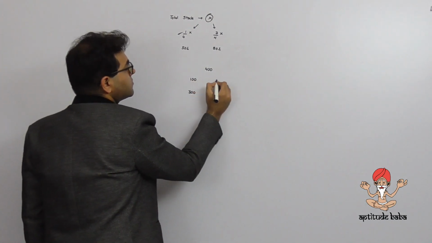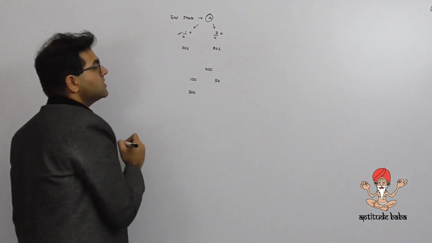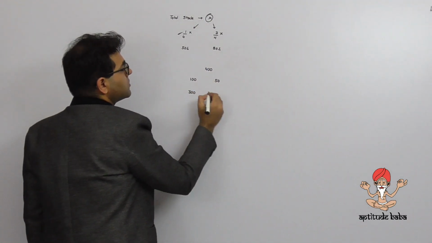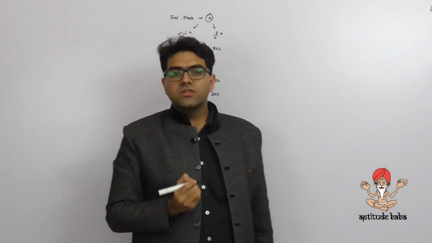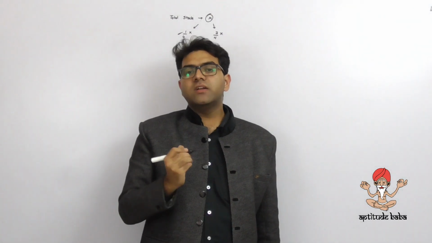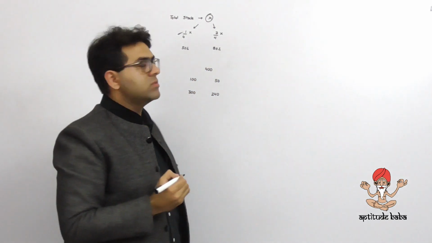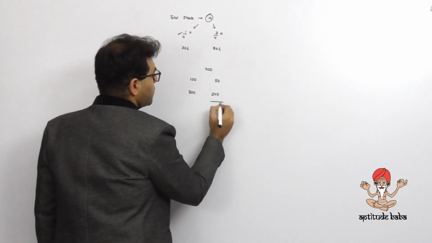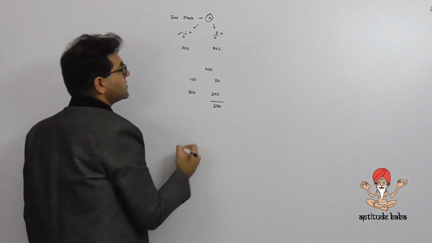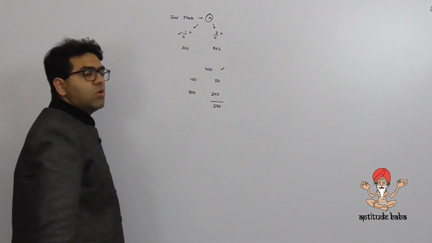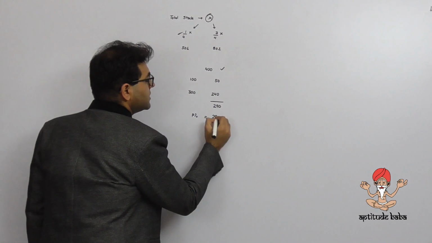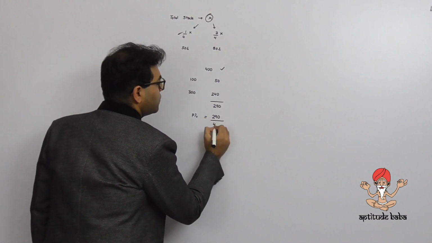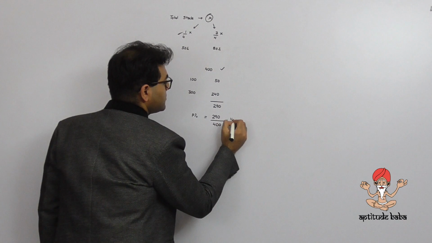Now a 50% profit gives me a profit of 50 rupees and an 80% profit on 300 gives me a profit of 240 rupees. The question required me to find the net profit percentage on the stock. Since his net profit is 290 rupees over an investment of 400 rupees, I'll say that the profit percentage has to be 290 upon 400 into 100.